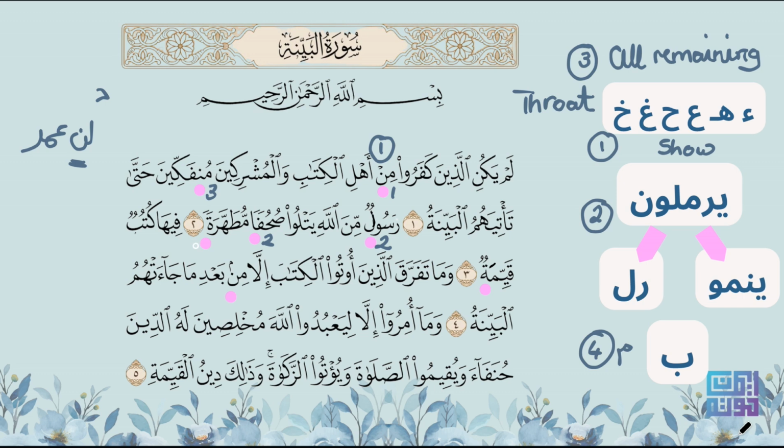Which group does it belong to? We had the same thing here. Noon sukoon, after it a fa. Same thing. This will be ikhfa. I'm going to hide the noon into the fa. It's one of the letters of ikhfa. The fa is one of the letters of ikhfa. So there will be a ghunna.